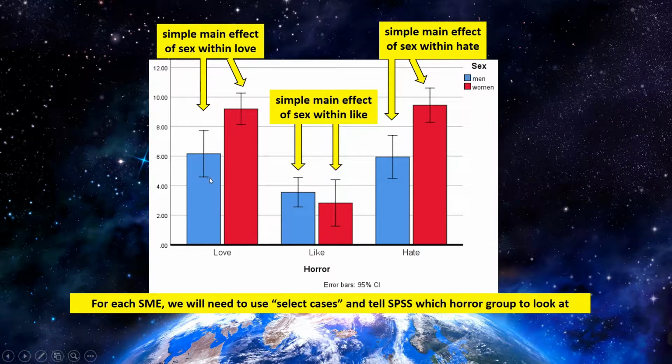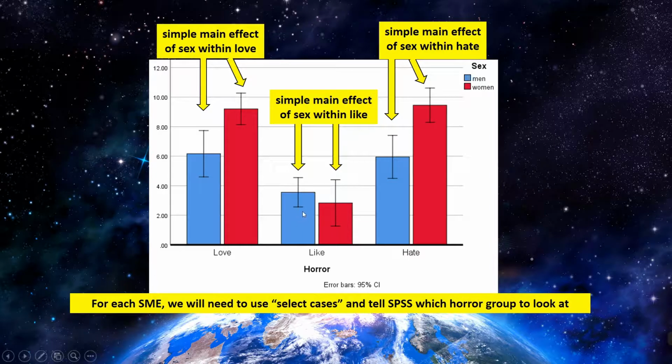All right, so what we're going to do with this test of simple main effects is see if men and women are significantly different when they say they love horror movies. So that will be one separate test, and that's going to be an independent t-test because we have 2 means and different people in each group. So we're going to run an independent t-test on these 2 means to see if they're significantly different.